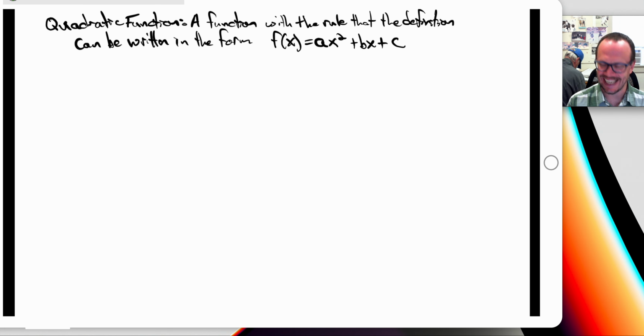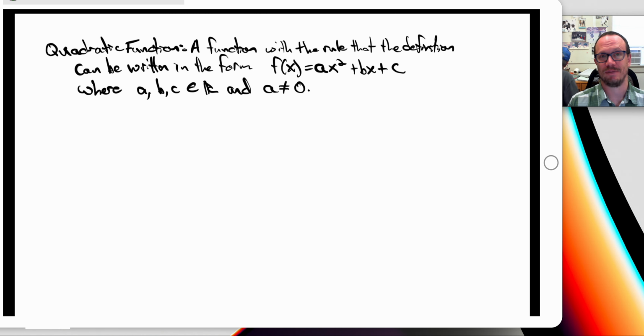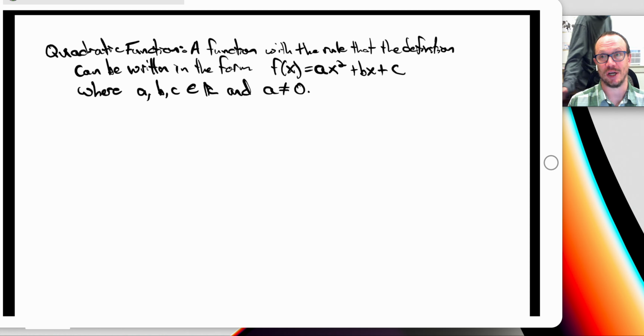f of x equals ax squared plus bx plus c, where a, b, and c are real numbers, and a is not 0. What happens if a is 0? Pause, think about it. You get a linear function.